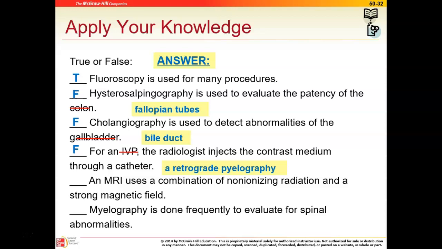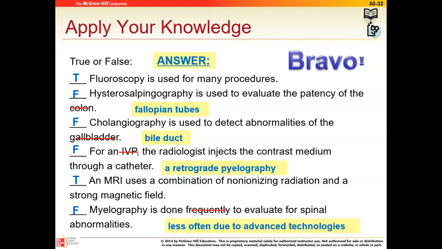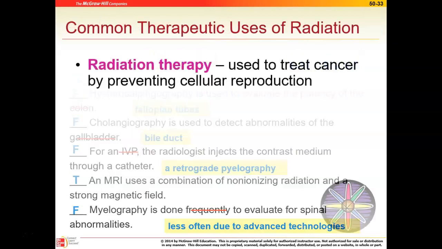An MRI uses a combination of non-ionizing radiation and a strong magnetic field. That is true. And myelography is done frequently to evaluate for spinal abnormalities. Well, part of that is true. Myelography does evaluate spinal abnormalities. However, because of the MRI, we don't see as many myelographies being done. Okay, so that was partly true, but it's not done frequently anymore.